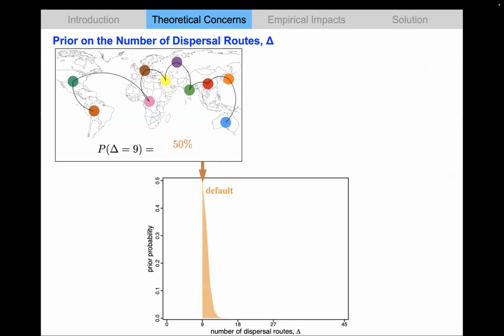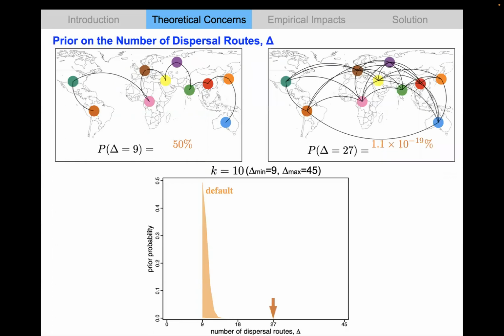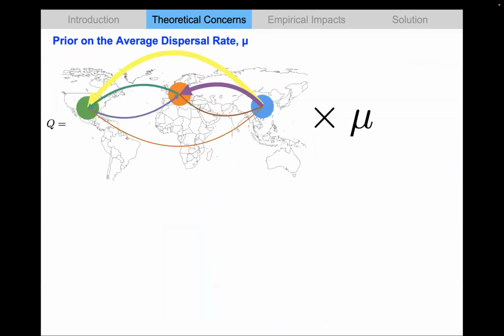First is the prior on the number of dispersal routes, delta. This default prior centers on the minimally connected case, while the prior probability on intermediate numbers of dispersal routes is thus very close to zero under this default prior. In reality, we usually expect viral dispersal dynamics to be much more complex than the minimally connected case, so this default prior seems quite counterintuitive. In the experiment below, we specify an alternative prior that centers on an intermediate number of dispersal routes. More importantly, this alternative prior is also much more diffuse across all possible delta.